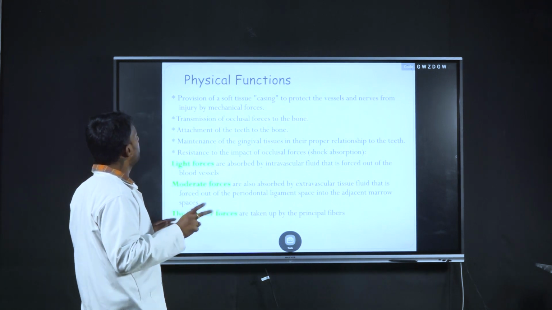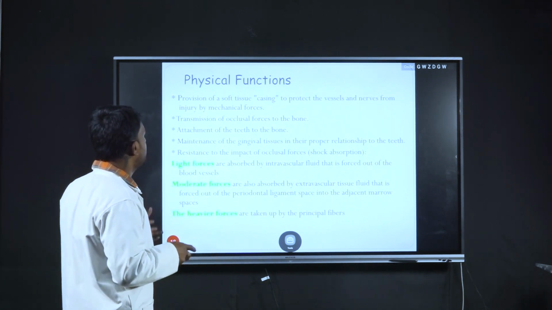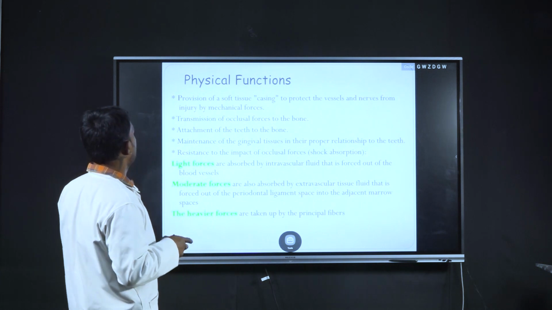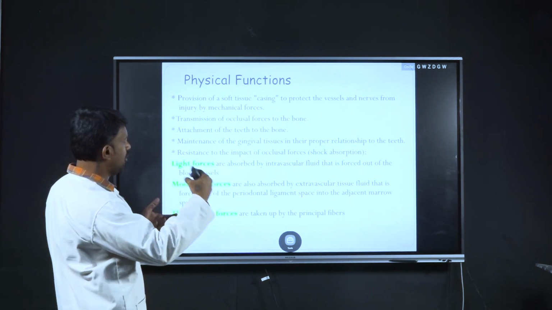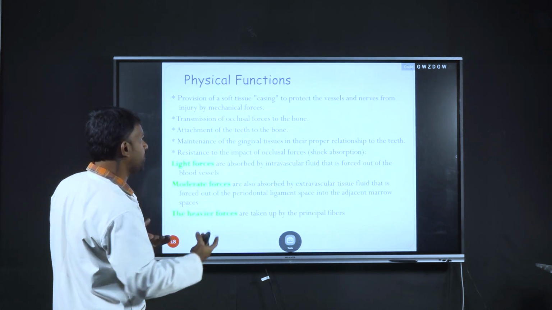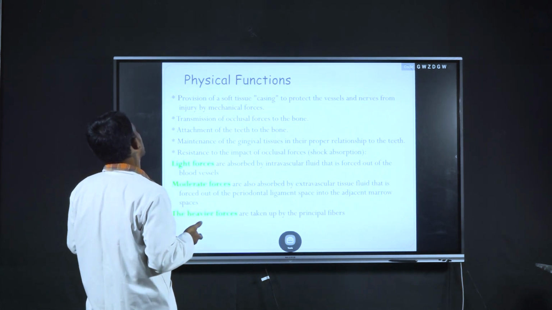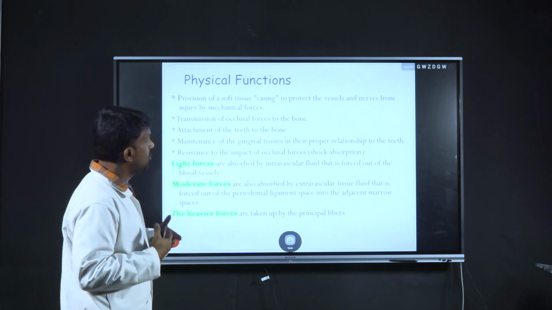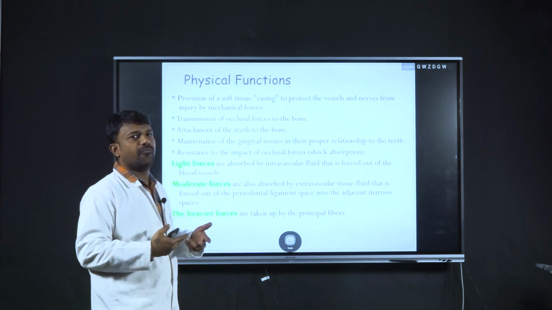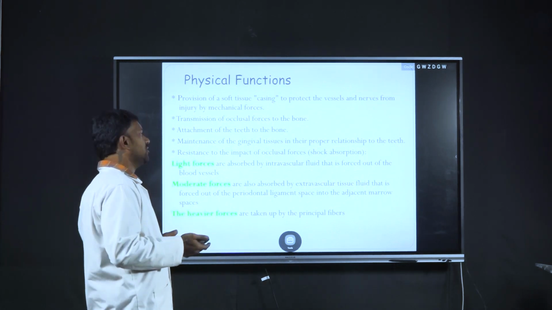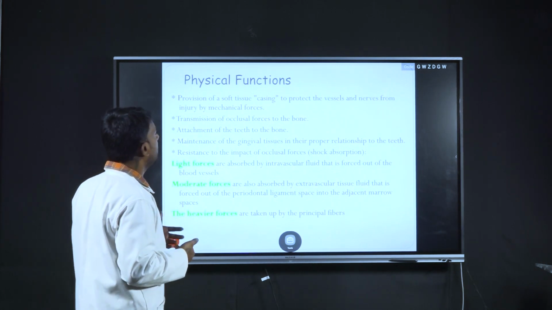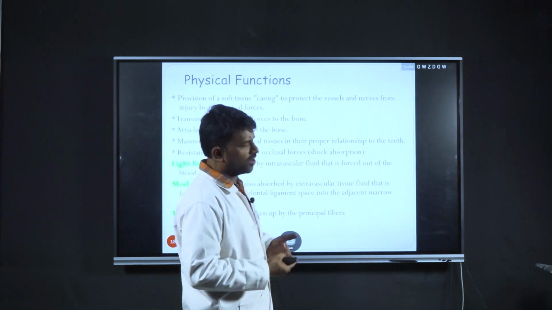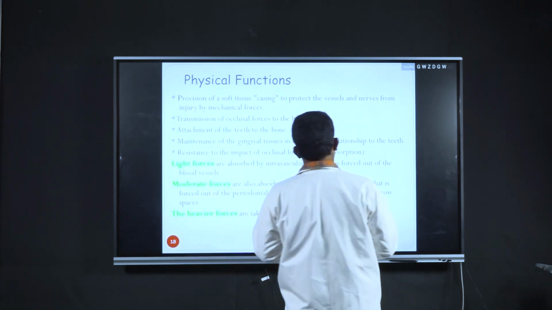So transmission of occlusal forces to the bone, attachment of the teeth to the bone, maintenance of gingival tissues, and a proper relationship of the bone. The contour of the gingiva is also maintained by the periodontal ligament, along with resistance to the occlusal forces. To be frank, it is trauma from occlusion, okay, and light forces, moderate forces and heavier forces which they take. Depending on the forces, the periodontal ligament acts accordingly.